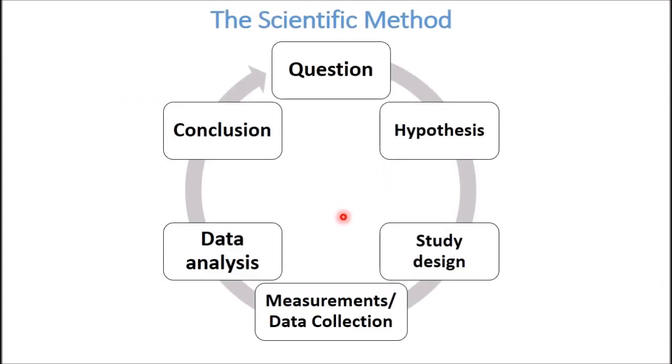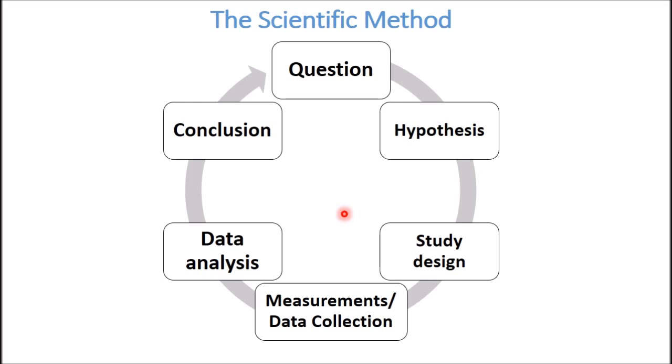The scientific method is question, hypothesis, study design, measurements and data collection, data analysis, and conclusion. Question. You need to form a specific question, and you need to form that question after you have done background research on the topic at hand. Once you form a question, you can then formulate a hypothesis. A hypothesis should be testable. You should be able to prove or disprove your hypothesis. So you have to carefully formulate your hypothesis such that that is true.